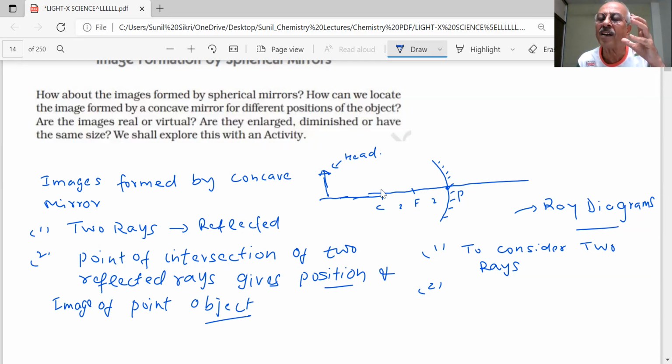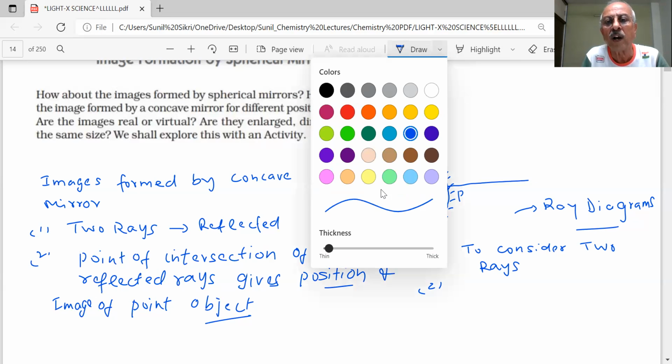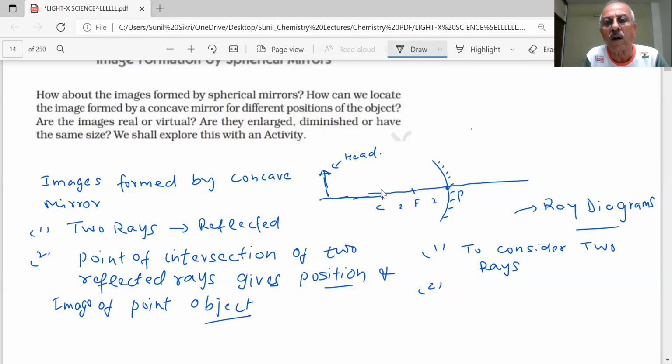Therefore, we have to learn how to draw the ray diagrams. Suppose this object is present at infinity. From infinity, I am bringing this object closer and closer. This is beyond C. I can put the object at different positions. For example, students, you can bring the object to this position. This is C. You can put the object here. You can bring the object here like this. You can keep on changing the position of the object.